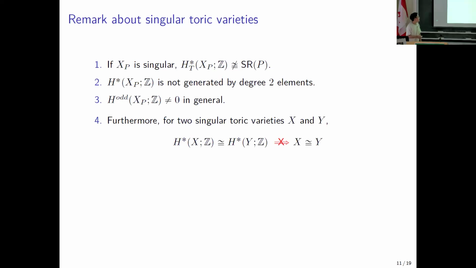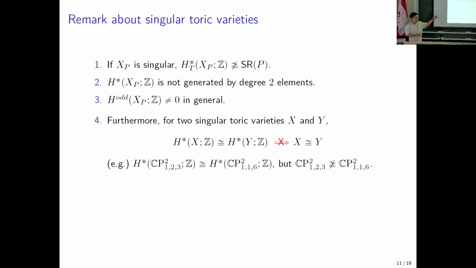Furthermore, if you broaden your category to singular toric varieties, there's a counterexample, right? I already gave you the hint for this counterexample in my very first slide. That was the weighted projective space. So a weighted projective space is a singular toric variety having orbifold singularities.